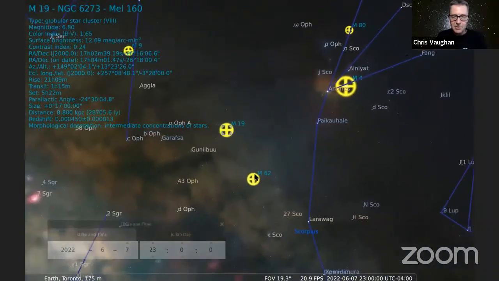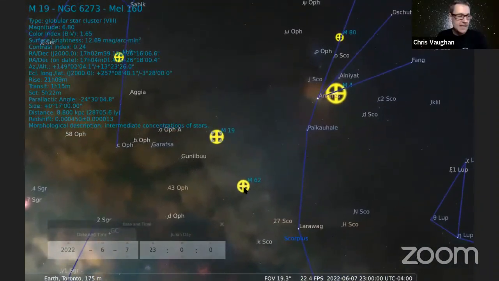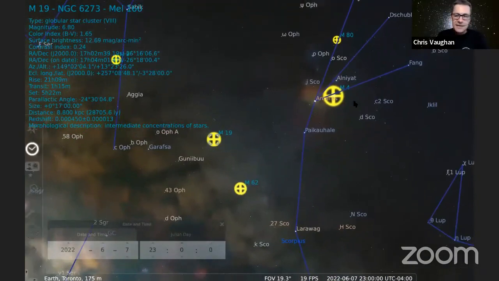I think our last one is M62. M62 is in the same neighborhood. It's just sitting here below that. And M62, same trick. Take the middle star of the claw, go through Antares and roughly double that, and that's where you're going to pick up M62.